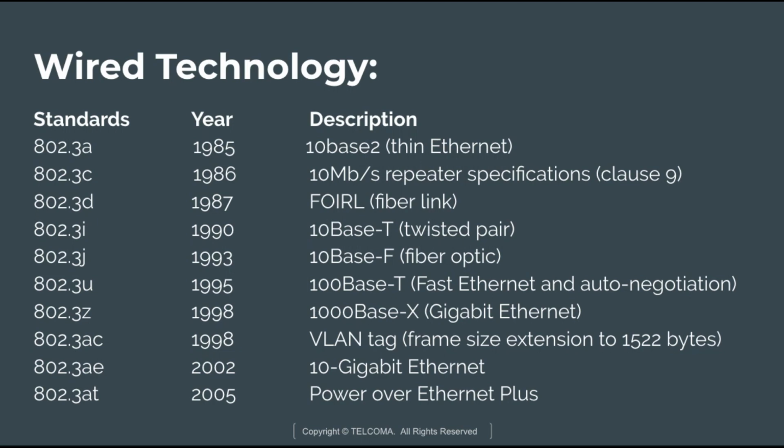And 802.3AE was developed in 2002. It is used with 10 gigabit Ethernet. And lastly, 802.3AT was developed in 2005 and it is used with power over Ethernet link. So these are the standards of Ethernet.